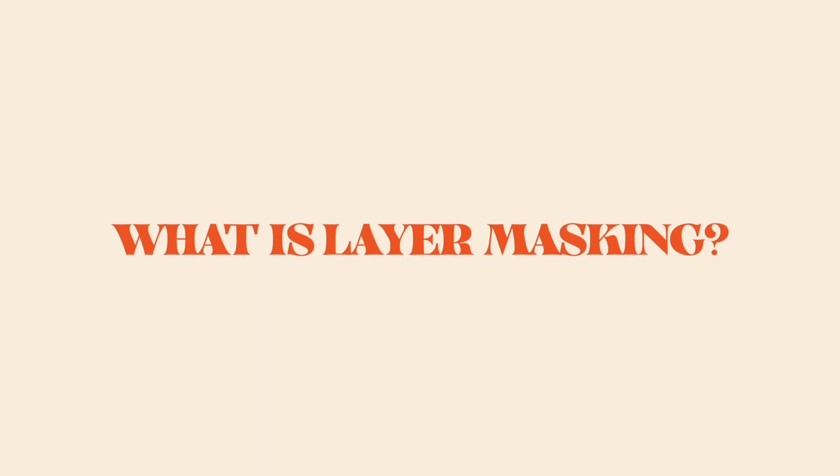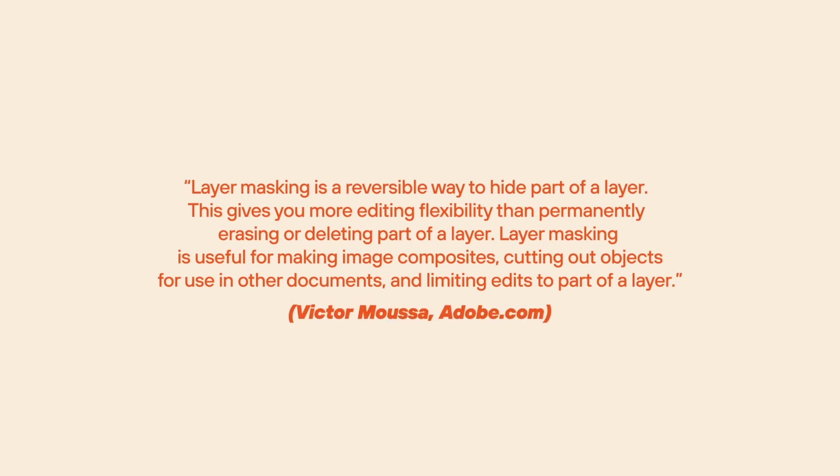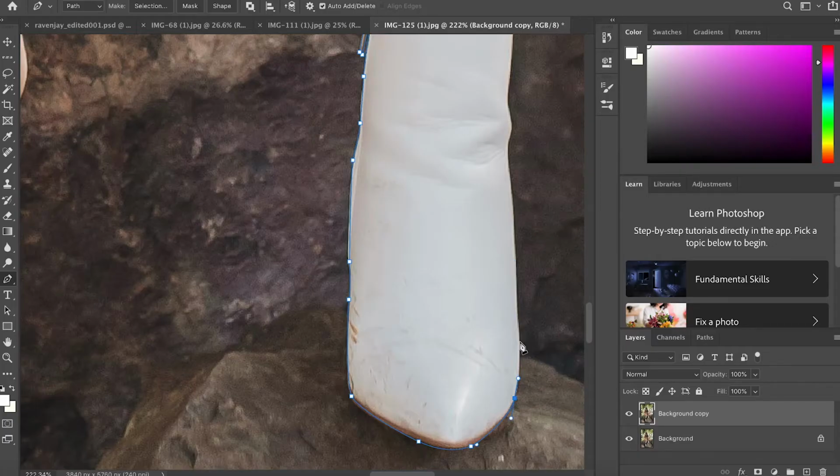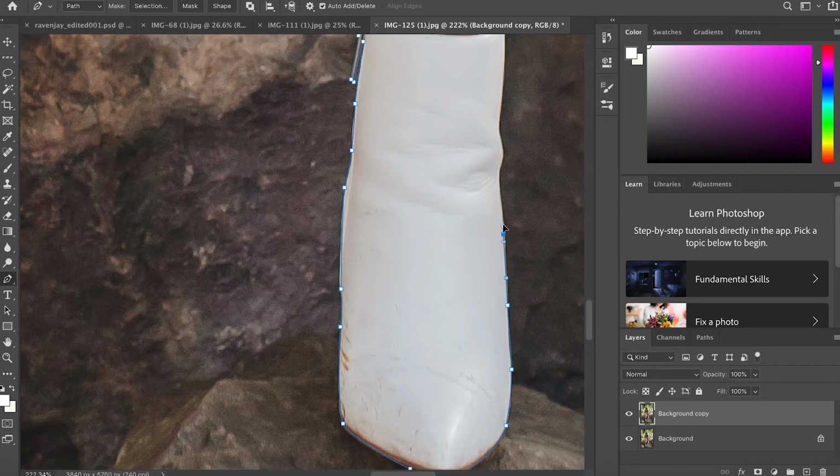So what is layer masking? According to Adobe, layer masking is a reversible way to hide part of a layer. This gives you more editing flexibility than permanently erasing or deleting part of a layer. Layer masking is useful for making image composites, cutting out objects for use in other documents, and limiting edits to part of a layer. So basically with this image, we are going to edit or select it with the pen tool and then isolate the areas that we don't want by using the layer mask within Photoshop.